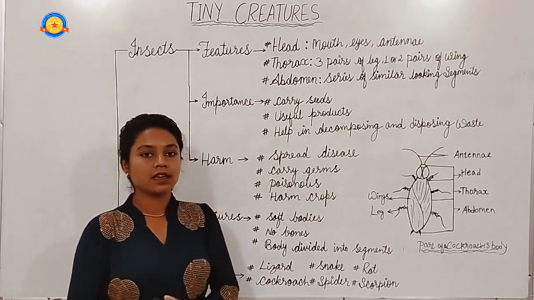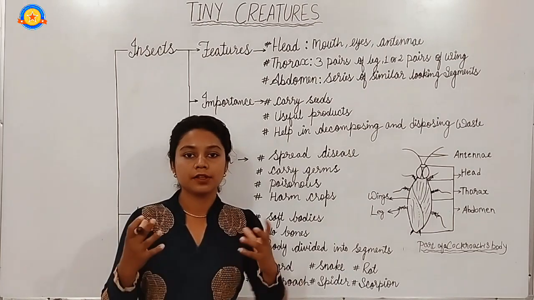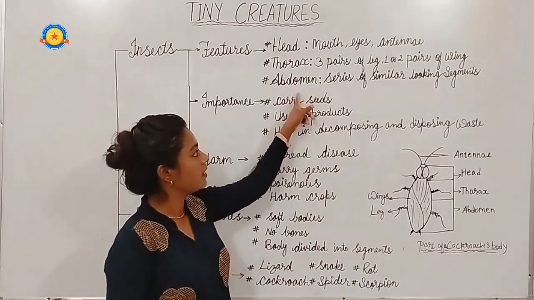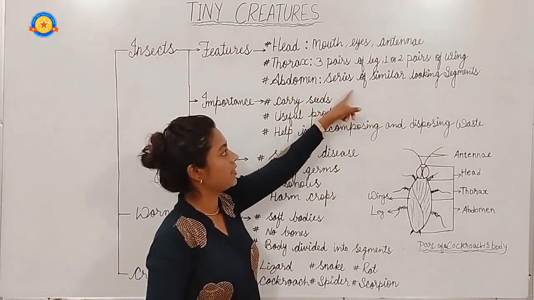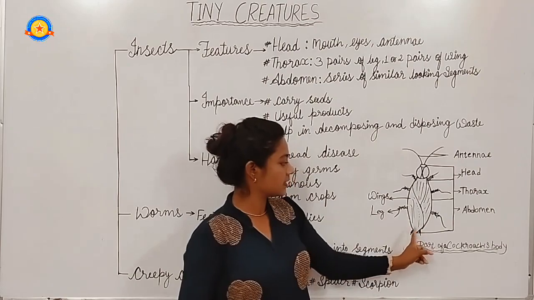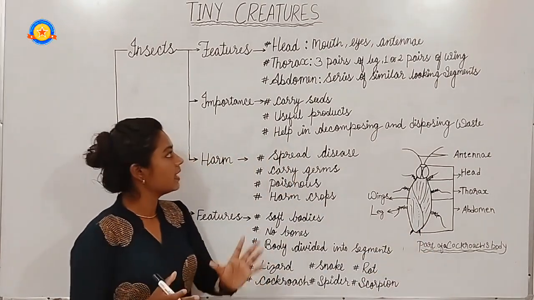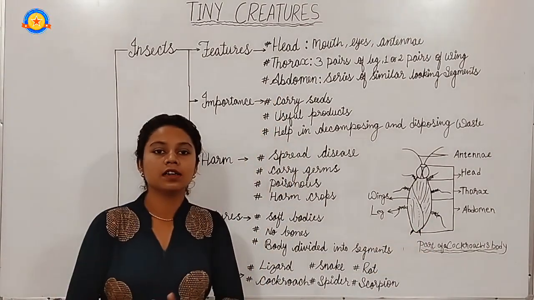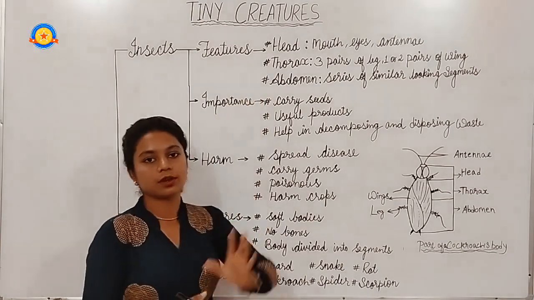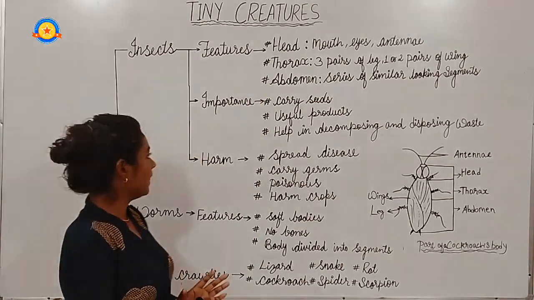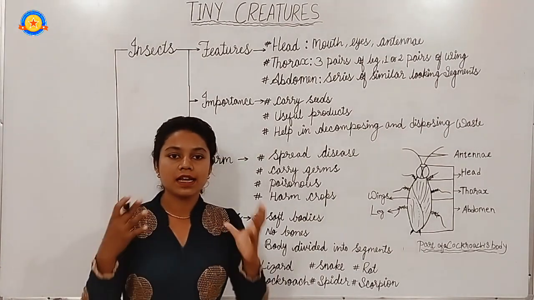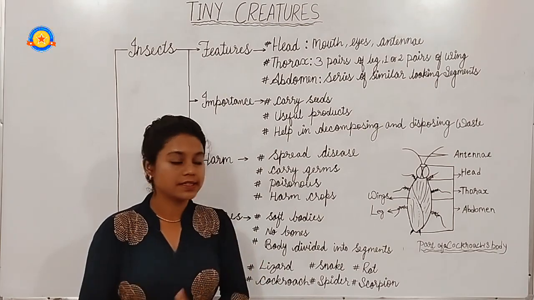This last segment of the body of these insects is called the abdomen. It looks like a series of similar looking segments. Here we can see these similar looking segments at the last end of the insect's body. So this was about the features of insects. Next we will talk about the importance. What is the importance of insects?